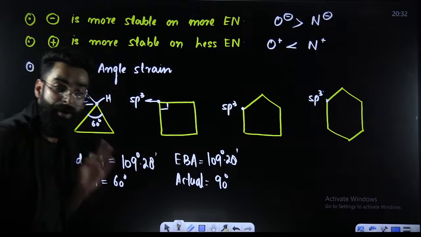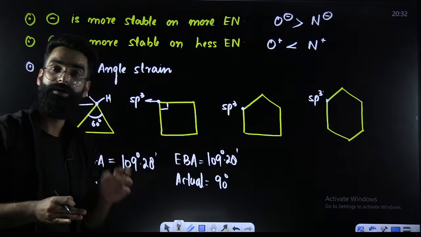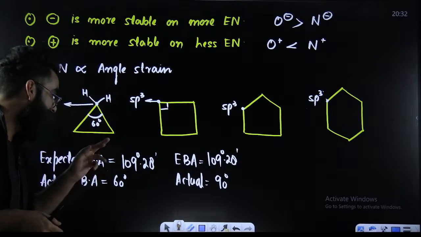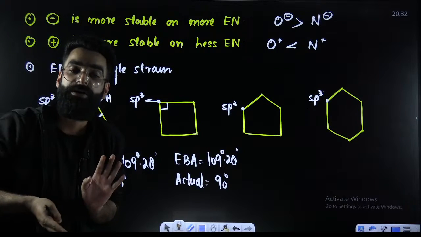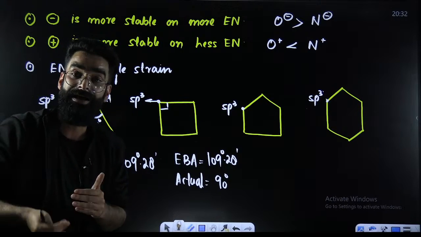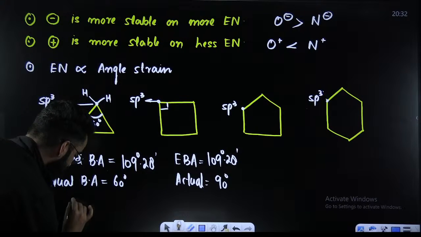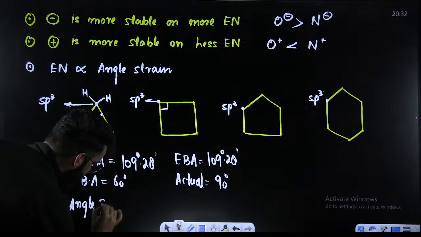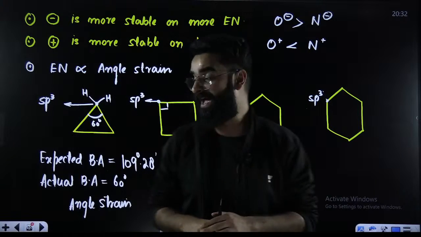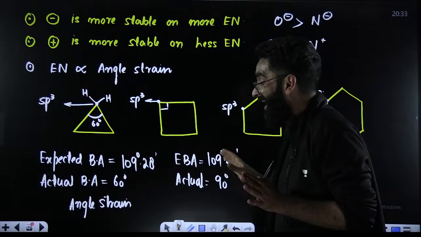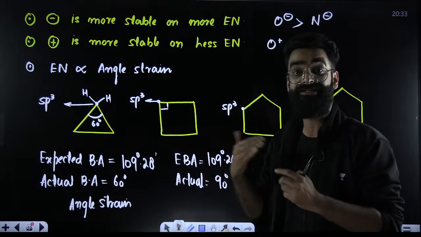Perfect. Remember, whenever in a molecule the expected bond angle and the actual bond angle come out to be different, we say that molecule is under angle strain. Now, if I ask you, among these two, where is the angle strain more?